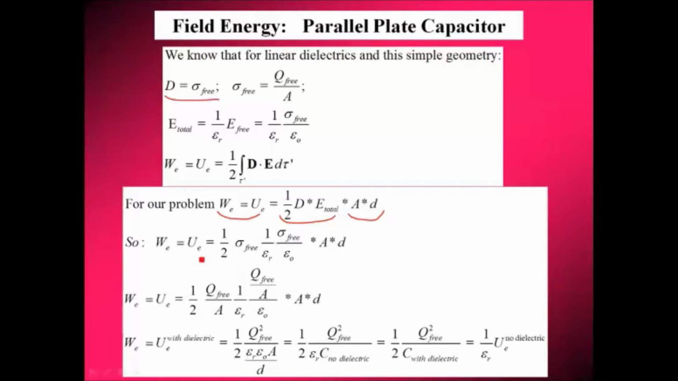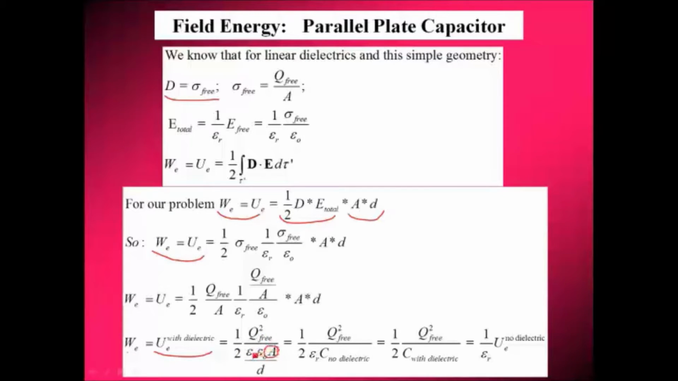Substituting in our D and E values, we get the same quantities equaling 1/2 sigma free times 1 over epsilon r sigma free over epsilon 0 times the volume. One more time, this is coming from D, and all of this is coming from E total. Times the volume gives us the total energy of the field. So when you simplify that in terms of Q free over area being sigma free, the work, which is equal to the U sub E with the dielectric, is equal to 1/2 Q squared free over epsilon r epsilon 0 A over d.